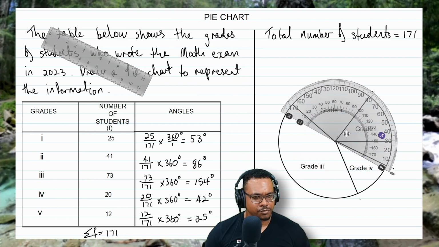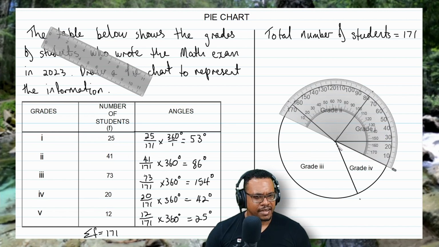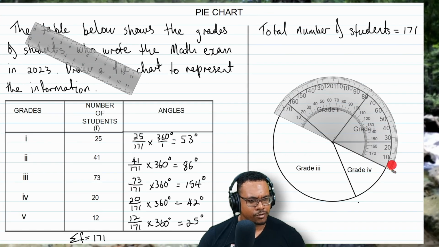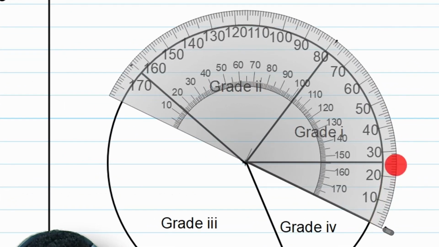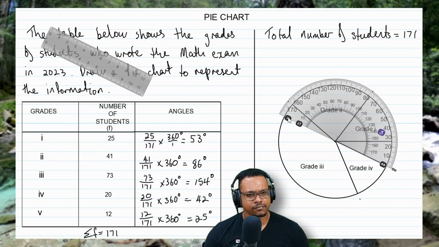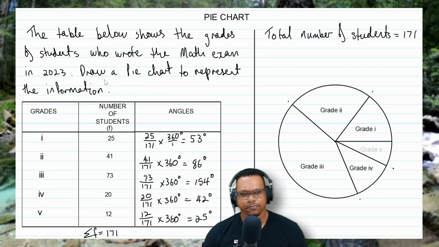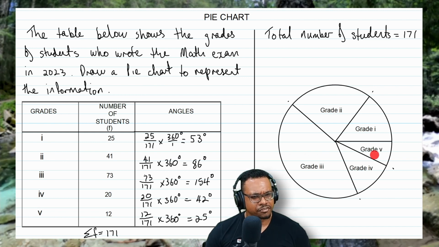So I place the center of the protractor at the center of the circle. Alright, I line the arm of the angle up with the 0, and it's on the outside scale. And if you go around, we see this is 20 here, and 25 would just be this big stroke here. That's this right here, so it lines up with the 25 degrees. And I'm just going to label it grade 5.